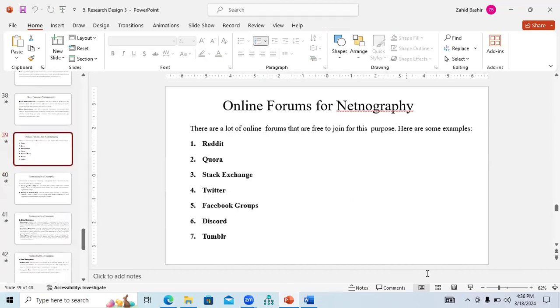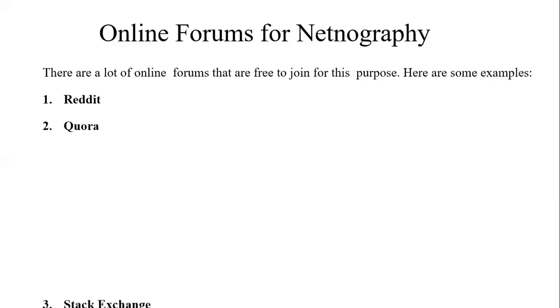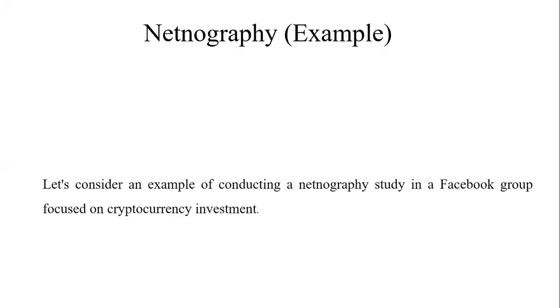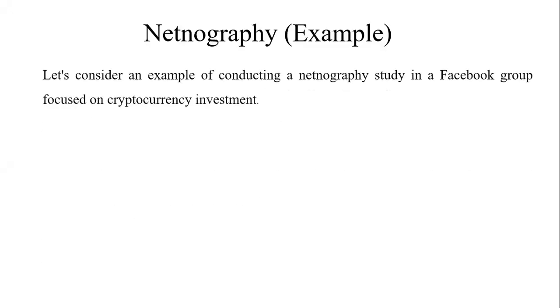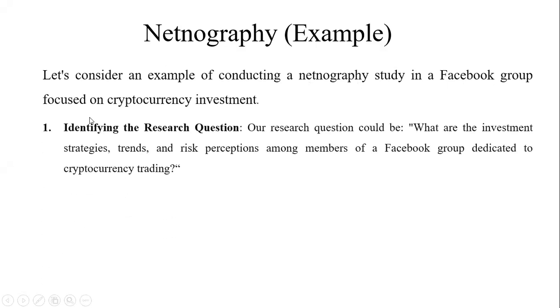The next thing that you need to understand is the exemplification of this process. As I have discussed the process, first you need to understand the example of netnography. So let's consider an example of conducting a netnography study in a Facebook group focused on cryptocurrency investment. So what is the first thing? The first thing is to identify the research question. So our research question could be, what are the investment strategies, trends, and risk perception among members of a Facebook group dedicated to cryptocurrency trading?